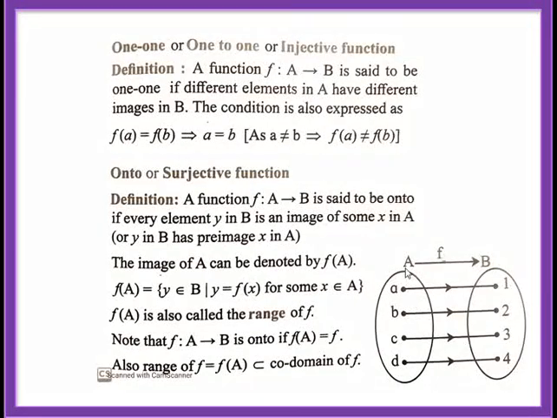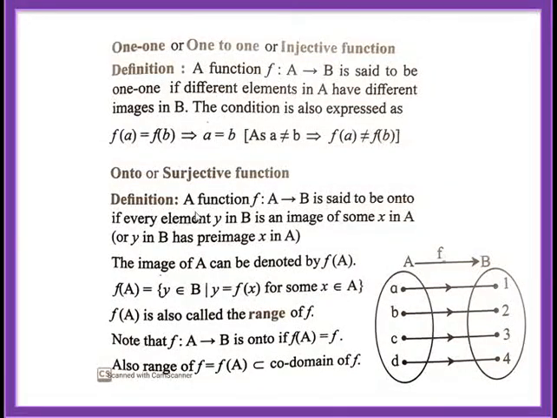You can see here, this is set A, this is set B. All the four elements have unique images, different images in set B. So we say that this function is 1-1, right? You will find that all elements, remember, all elements in set A have images in set B.